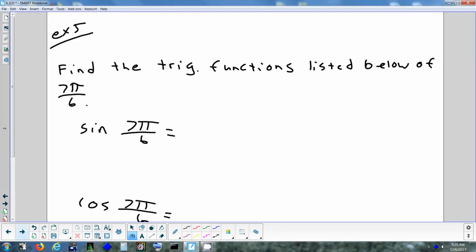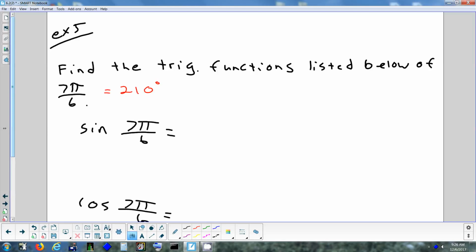All right. 6 trig functions, actually this one we'll just do 3. 7 pi over 6. First thing we might want to do is change to degrees. So to change to degrees quickly, think in your head, what's pi over 6? And then multiply it by 7. So what's 7 pi over 6? We have 210. Right. Pi over 6 is 30. 30 times 7, 210.